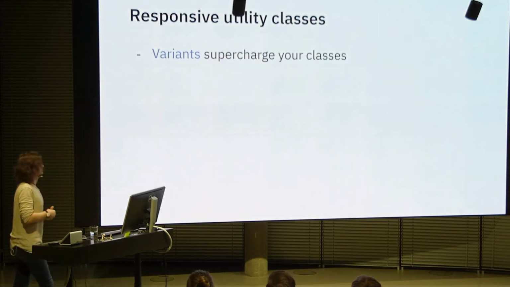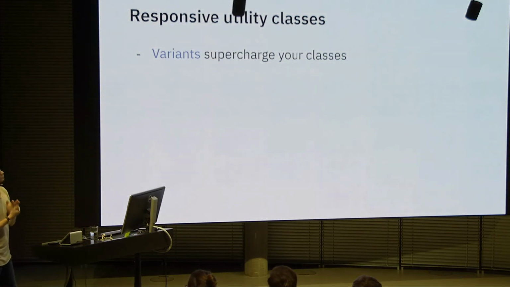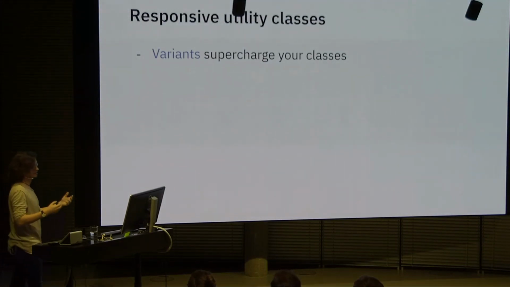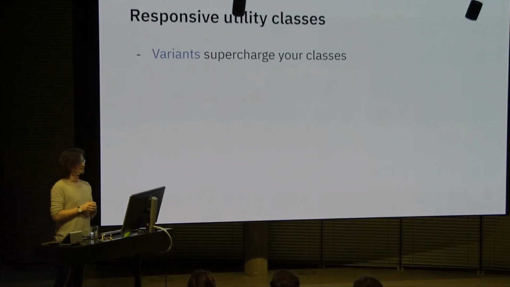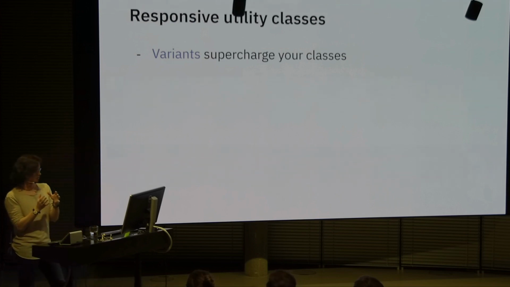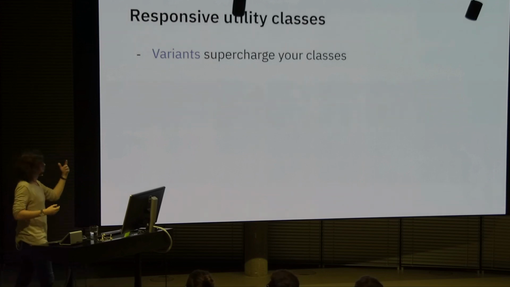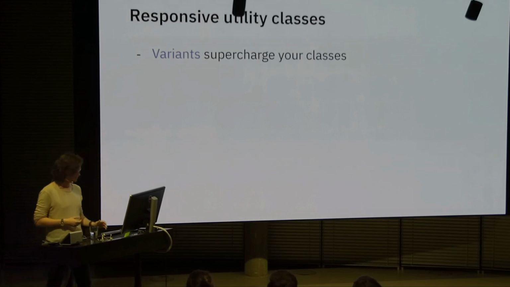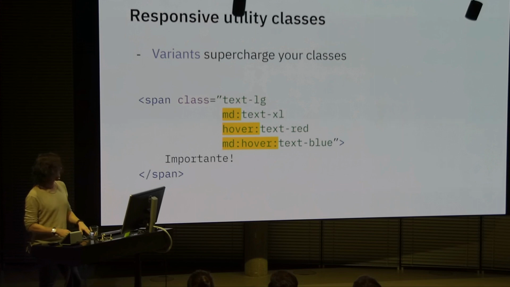Another problem this solves is responsive utility classes. When you use some frameworks, you have maybe margin classes, padding classes, but then you need a padding smaller on mobile and bigger on desktop, but there's maybe just one class, so you have to invent something or anything. This is why there are variants, we call it variants, to supercharge your classes. What do I mean by that?